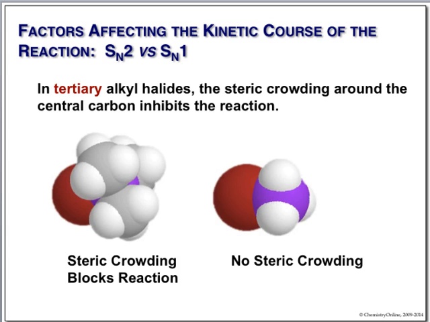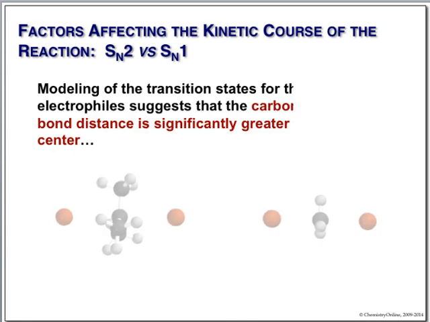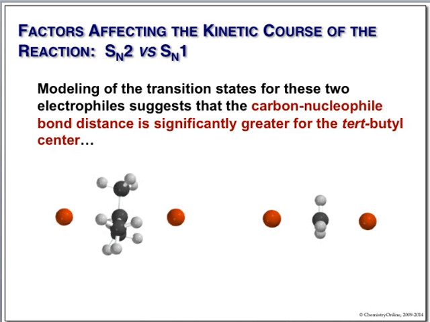Of course, we can model this. This is our tert-butyl bromide. Here's the target right there. Real tough to get to. Here's the target here. Much, much easier. Transition states. Here's our backside attack transition state. Both of these look fairly similar, don't they?